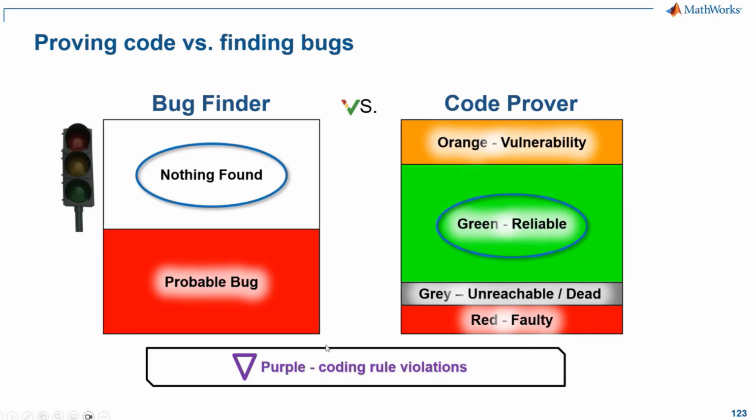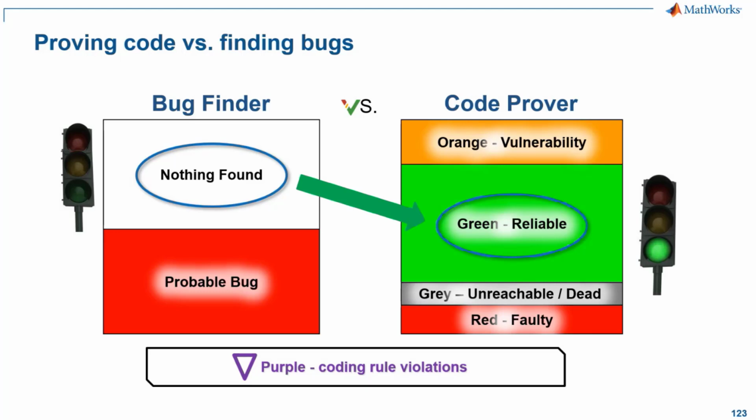And the MISRA coding guidelines could be checked with both tools, but starting with release 23b, it will be present only in Polyspace Bug Finder. Just to mention here for some people who are already using Polyspace: maybe in the past they have also used Code Prover to check for MISRA violations, but in the future that will not be the case anymore.